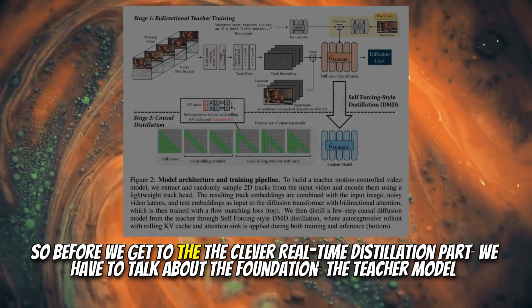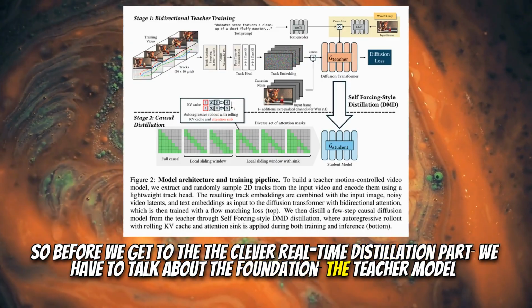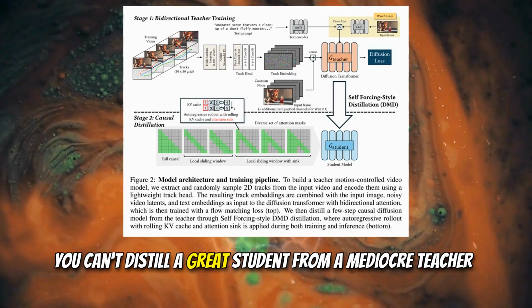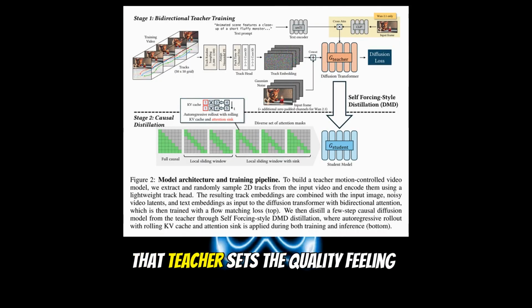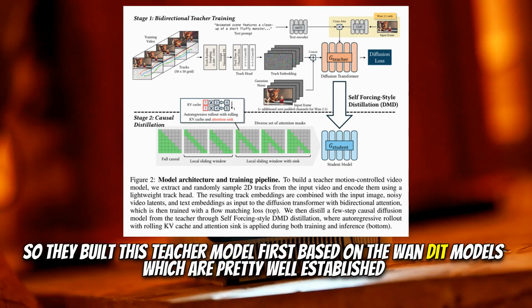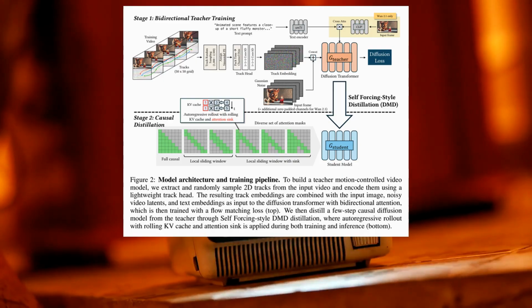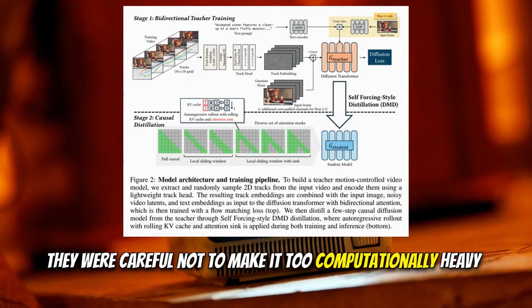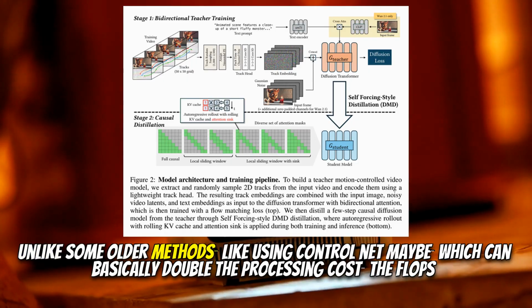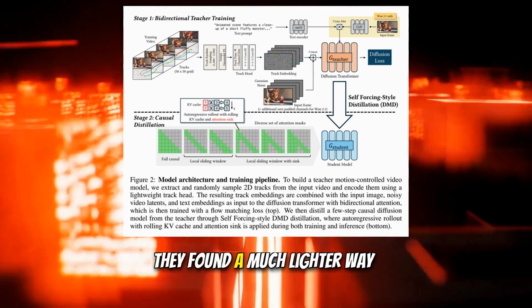Okay, so before we get to the clever real-time distillation part, we have to talk about the foundation, the teacher model. Right. You can't distill a great student from a mediocre teacher. That teacher sets the quality ceiling. So they built this teacher model first, based on the WAN DiT models, which are pretty well established. Yeah, and what's interesting is how they added the motion control to the teacher. They were careful not to make it too computationally heavy. Unlike some older methods, like using ControlNet maybe, which can basically double the processing costs, the FLOPs. Exactly. MotionStream avoids that heavy duplication. They found a much lighter way.